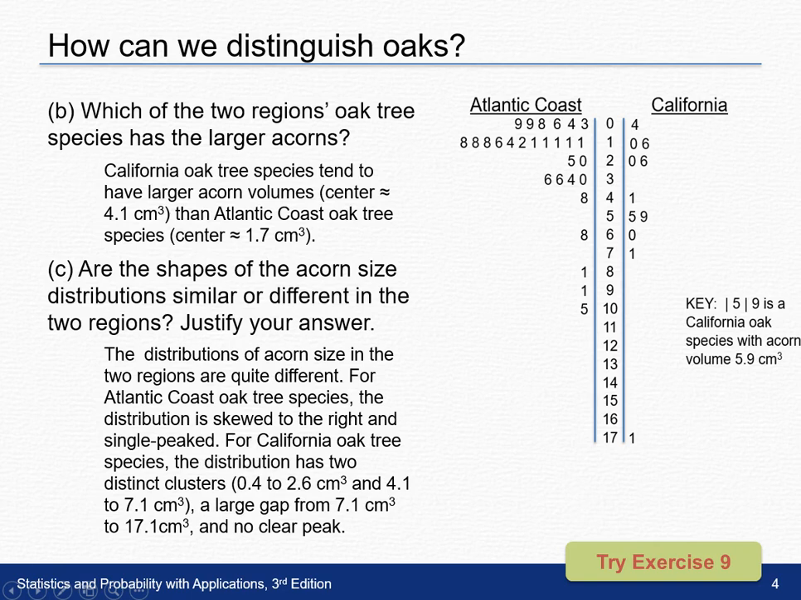For the California coast, we have a cluster from 0.4 to about 2.6 cubic centimeters. Then we have a second cluster here from 4.1 to 7.1 cubic centimeters. And then we have this very large gap up to our maximum of 17.1. There's no clear peak in the California, whereas the Atlantic coast definitely has one single peak here around 1 centimeter or so.